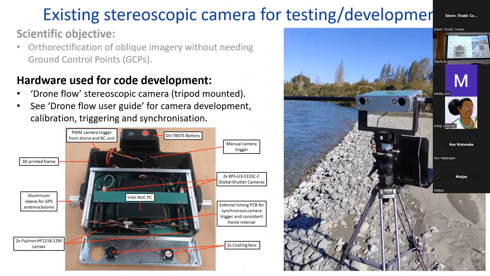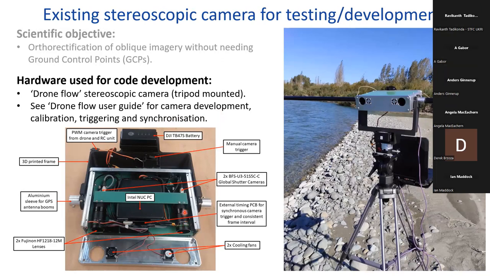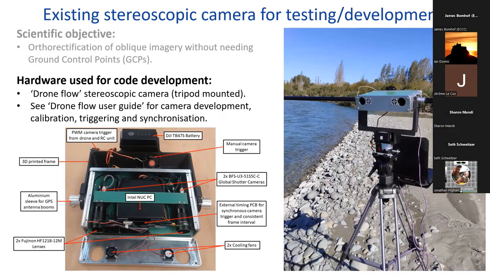If you see the DroneFlow user guide, it has detailed information about camera development, calibration, triggering, synchronization, and image capture algorithms. Basically, these cameras have a PC that runs them, an Intel, and the two machine vision cameras. We use RGB machine vision cameras, and then there are triggering batteries.